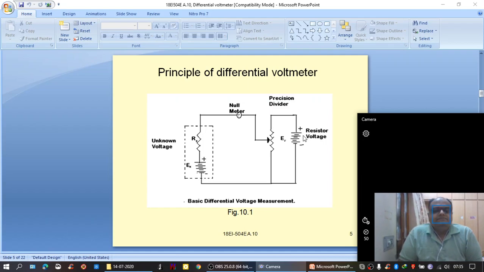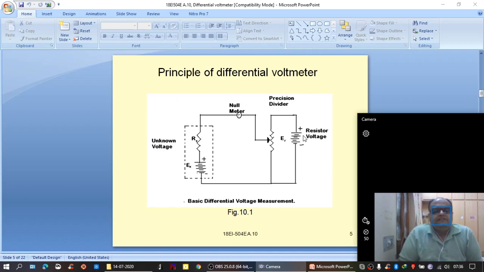At this juncture, by adjusting the potentiometer, we have to see that the null detector indicates 0. By adjusting the potentiometer in either direction, either by increasing the voltage or by decreasing the voltage of the potentiometer, we have to make sure that the null detector reads 0. It comes to rest at the middle of the scale.